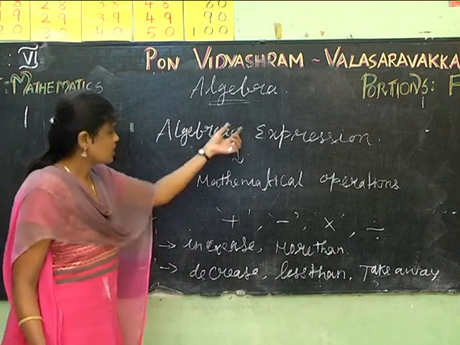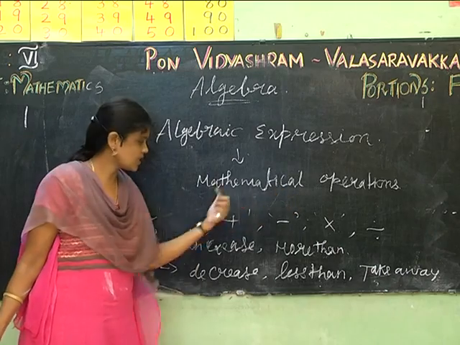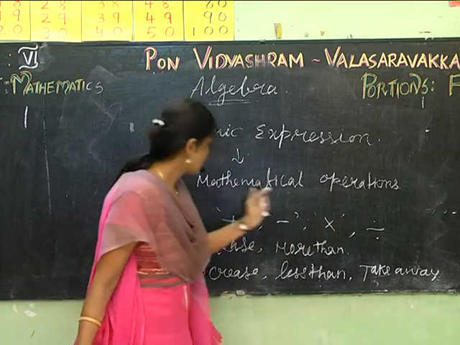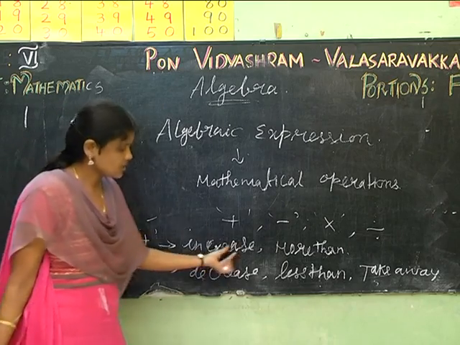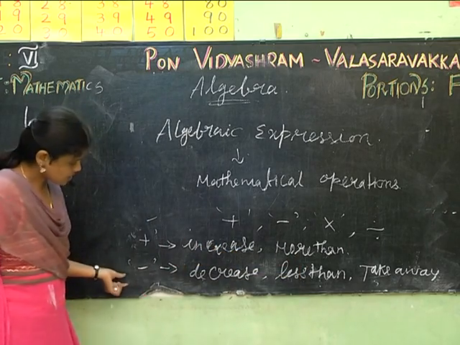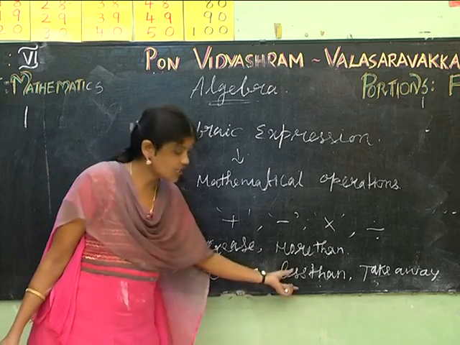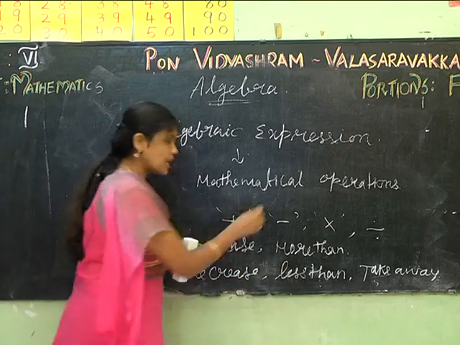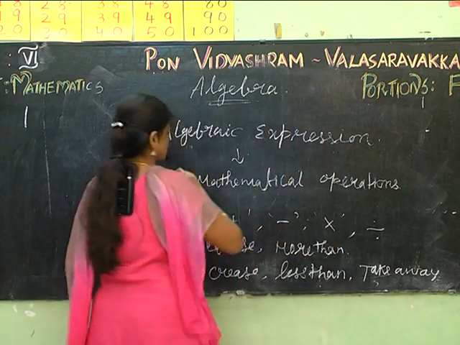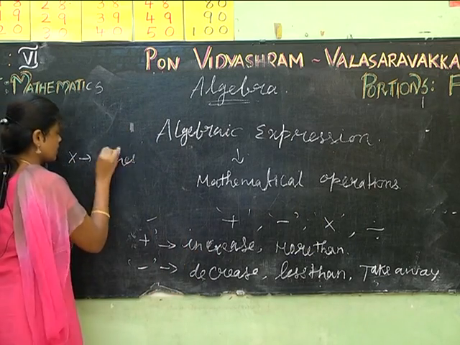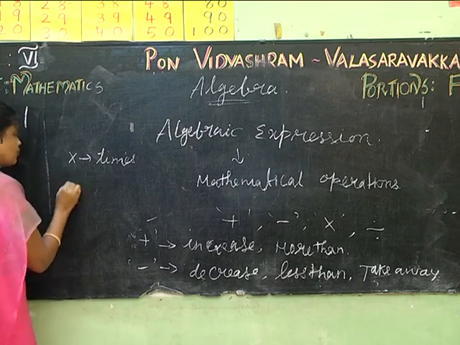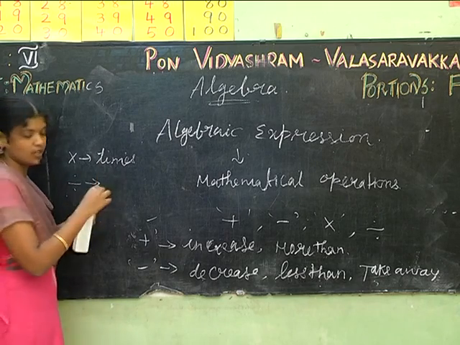In an algebraic expression, we can use the mathematical operations addition, subtraction, multiply and divide. For addition we can use the terms increase and more than. For subtraction we can use the terms decrease, less than and take away. For multiply it is times; we can use how many times. For divide we can use the division method.